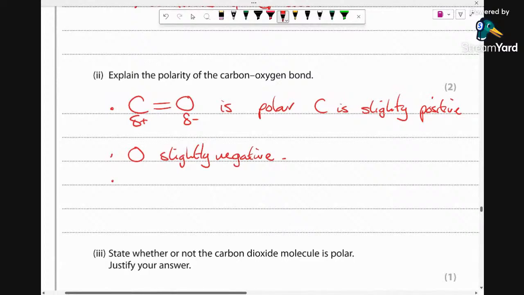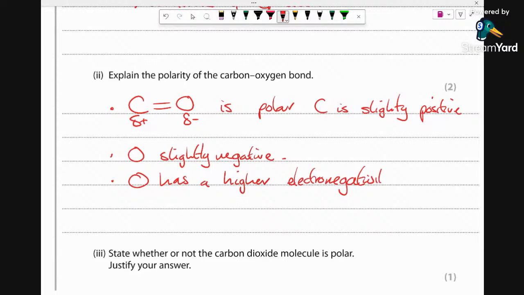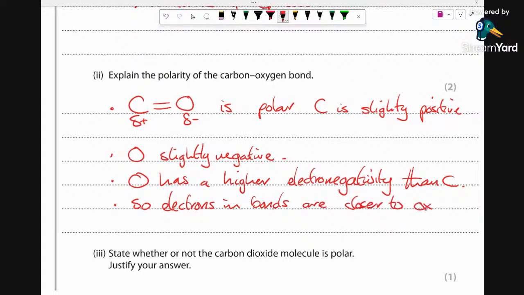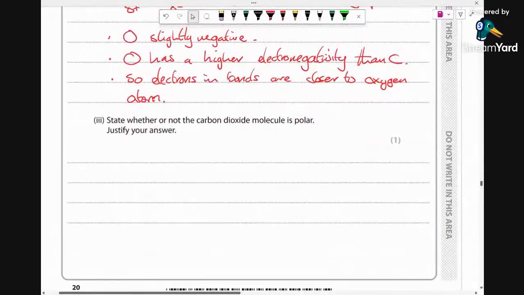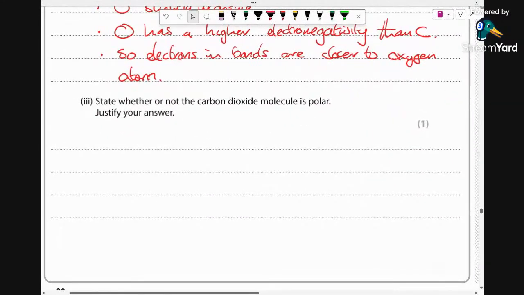Come on, Mr. Duncan. Now I need to tell them why. Oxygen has a higher electronegativity than carbon. So electrons in bonds are closer to the oxygen atom. Full stop. Can't wait to see the mark scheme. I'm loving the questions. Looking forward to seeing the mark scheme though. Feel like it's going to be good reinforcement of these kind of skills.